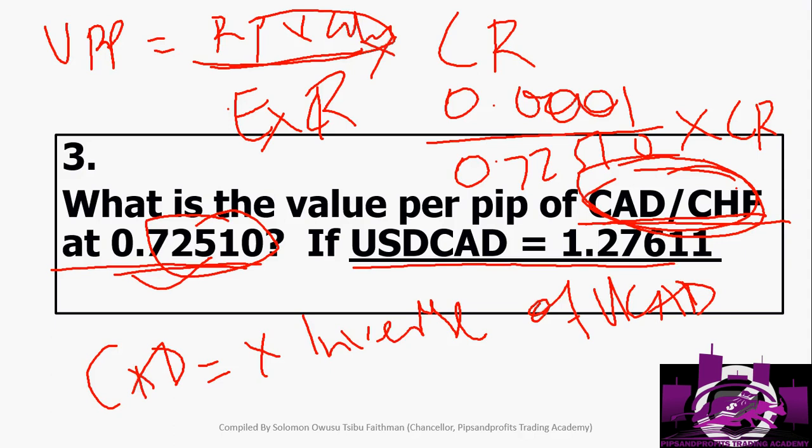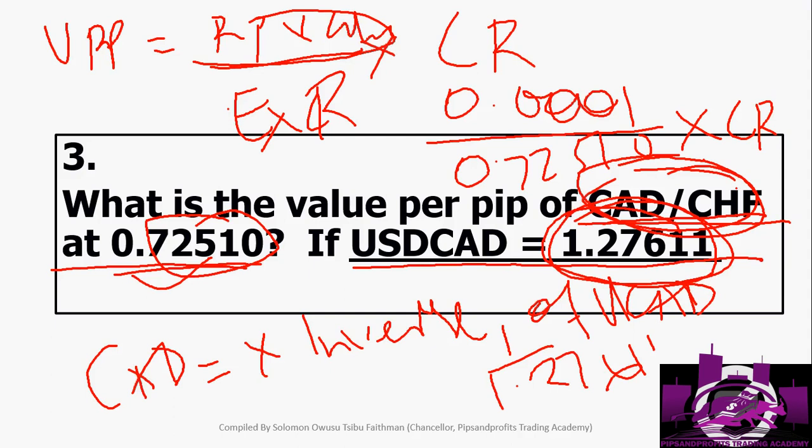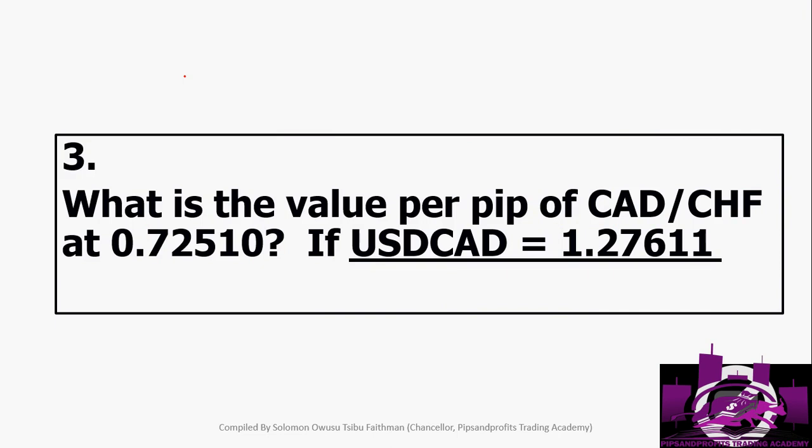So this is USD CAD. The inverse of USD CAD simply means that you divide 1 by the rate we have over here. So you divide 1 by 1.2761 and it will give you the inverse rate. Okay, I don't want to bore you. Let's go to the next slide to explain more.